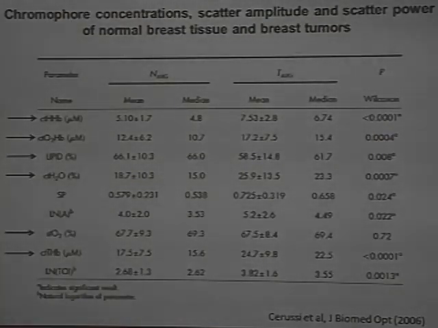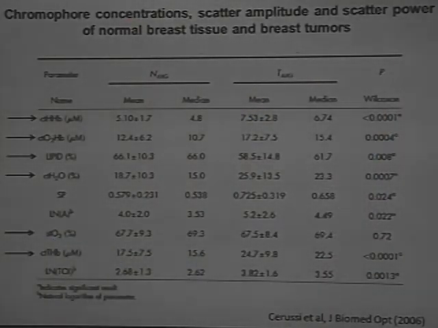Here I show you just general results. Let's take a look at this line. The total hemoglobin concentration in tumors is on average larger than in normal breast tissue, and the same is true for oxyhemoglobin and for water. And for water, think of the dense breast. It had a higher water content, and it's smaller for the lipids, and the breast had a smaller lipid content.